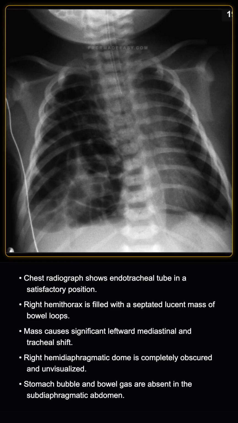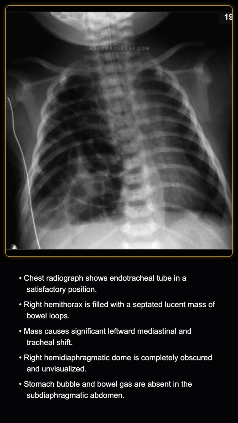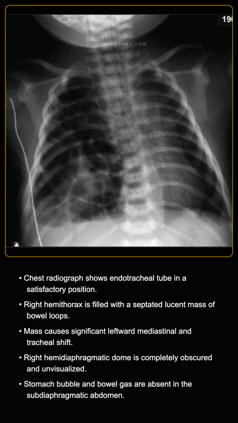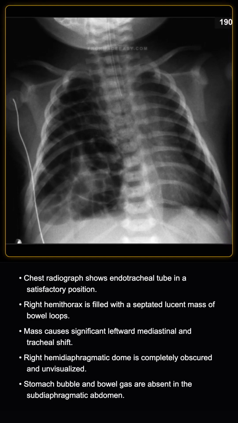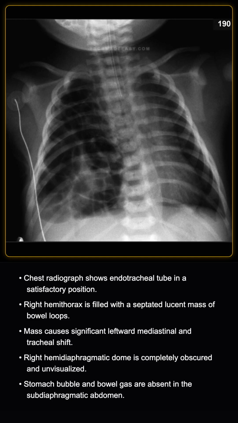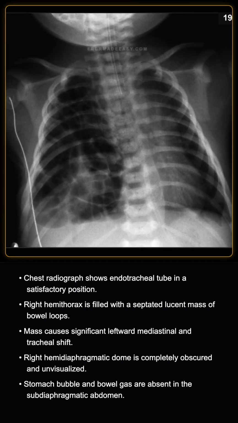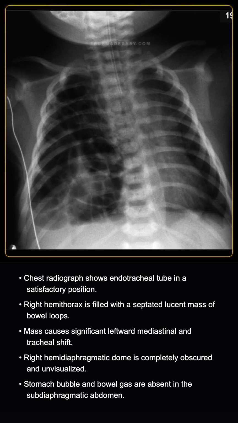Right. The chest radiograph demonstrates an endotracheal tube in a satisfactory position. The right hemithorax is completely filled with a large septated lucent mass, which consists of multiple air-filled loops of bowel. This mass is causing a significant mass effect, with displacement of the mediastinum and trachea to the contralateral left side.